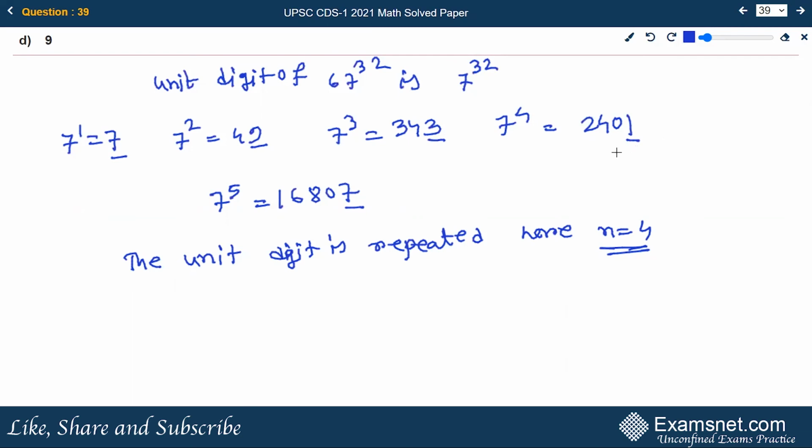Again, 7 to the power 12, we will get the unit digit 1. So after every 4 cycle, we will get the unit digit as 1. Okay, here n equals 4.